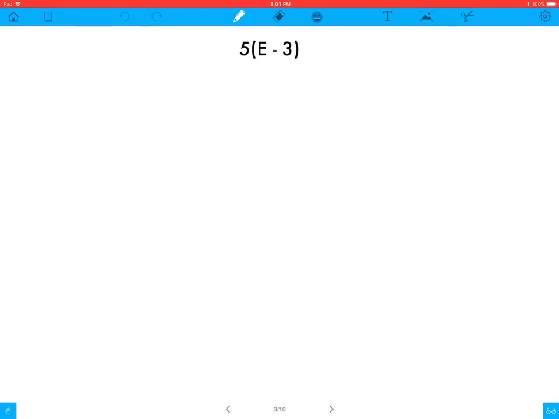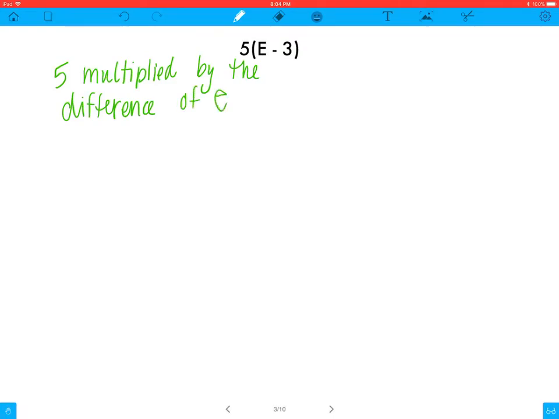So I have 5 multiplied by the difference of E and 3. I could also say 5 multiplied by E minus 5 multiplied by 3. I could say that too. Either way, I'm imagining this in my head different ways. And when I'm able to write them out with words, so 5 multiplied by the difference of E and 3, I'm a powerful mathematician. So I rewrite it because I'm going to be using the distributive property to evaluate.